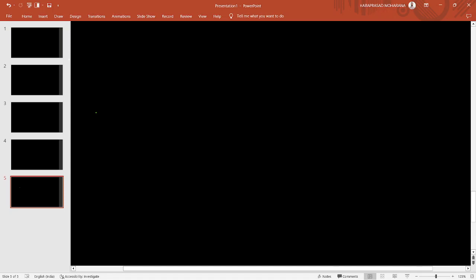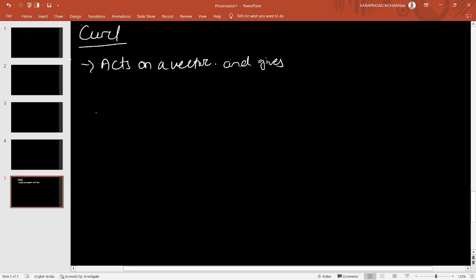So what do we mean by curl? Let me first write it. Curl. You all know that gradient acts on a scalar and divergence acts on a vector. Similarly, curl acts on a vector and the result you get is a vector.